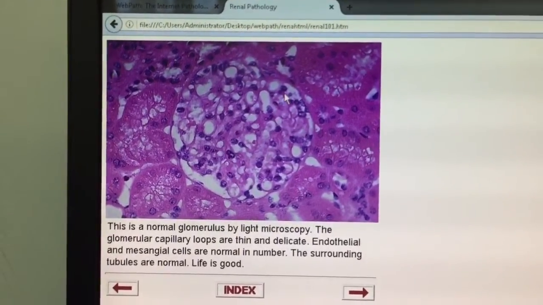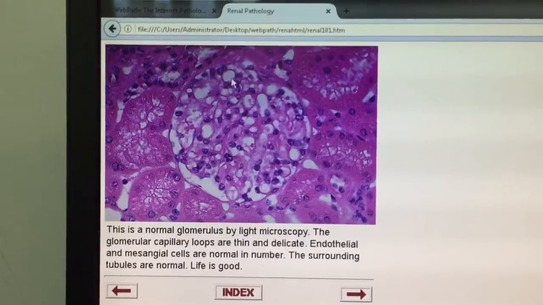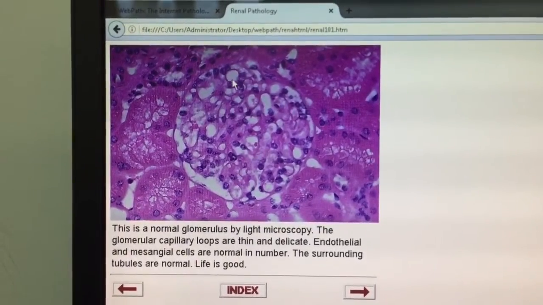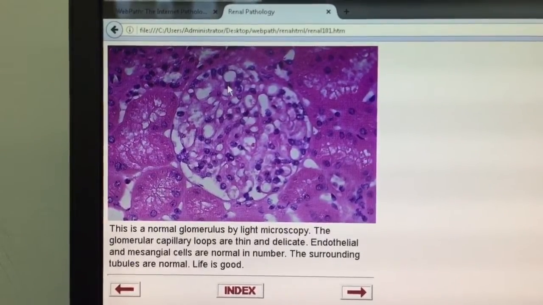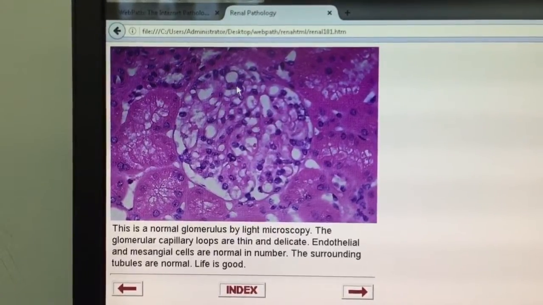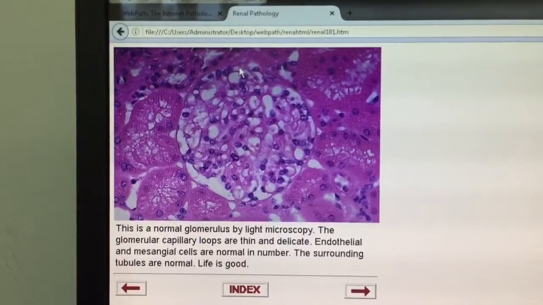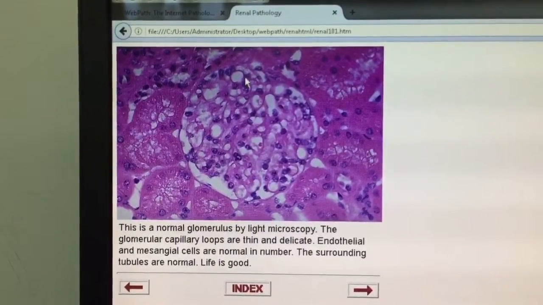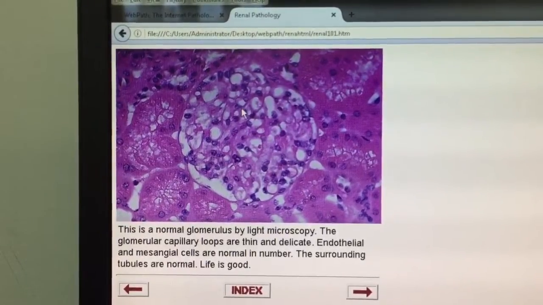glomerulus. Here, this is the glomerulus surrounded by tubules. The important thing here is the capillary lumen. It should be patent, as you can see here, it's empty, patent. We have the endothelial cell here, and there is a basement membrane. And covering the capillary lumen at the basement membrane side, the podocyte. And in between we have the mesangial matrix and the mesangial cell.